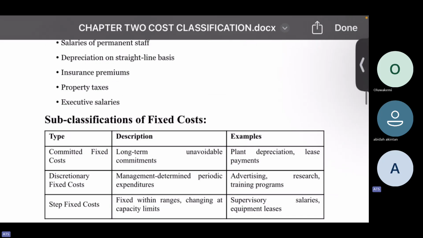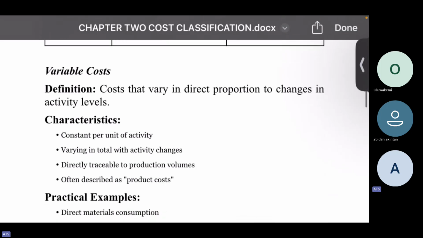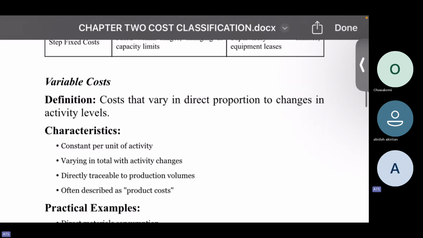Thank you very much. Okay, so now let's move to variable costs. Now, variable costs are costs that vary in proportion. They are basically the opposite of fixed costs. So we are saying in total, fixed costs will remain the same, but variable costs are according to level of activity. So variable costs are those you calculate per unit of what you make.